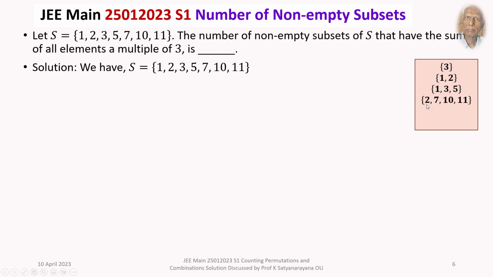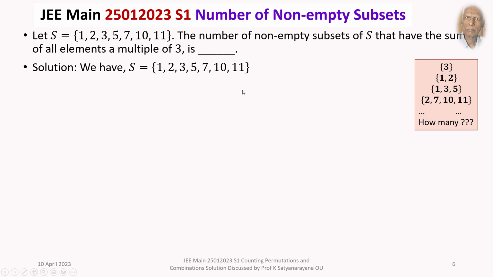And the set consisting of 4 elements 2, 7, 10, 11: it is 21 plus 9, which is 30, a multiple of 3. Like that, you have to enumerate all of them and say how many non-empty subsets of S are there whose elements when added will give you a multiple of 3. So the question is how many? For that, let's go and discuss the problem.